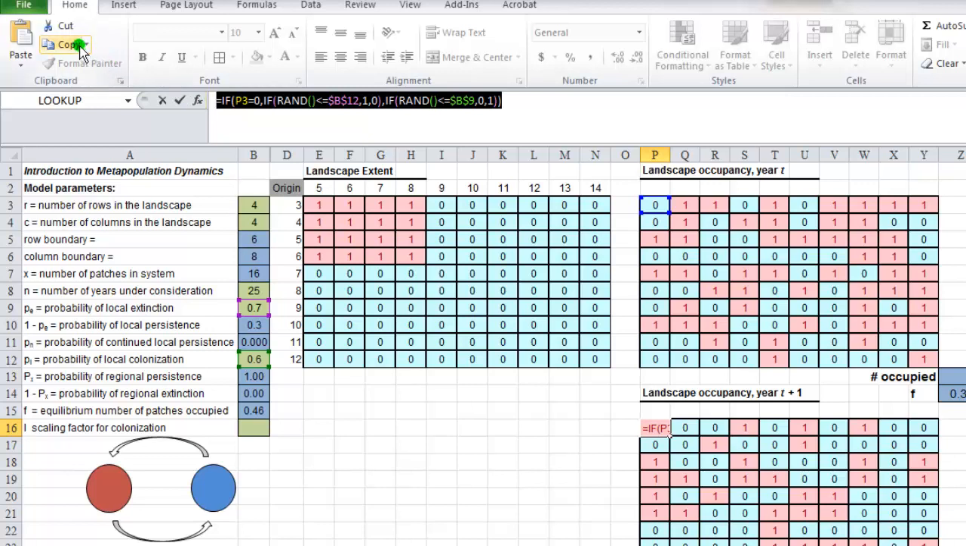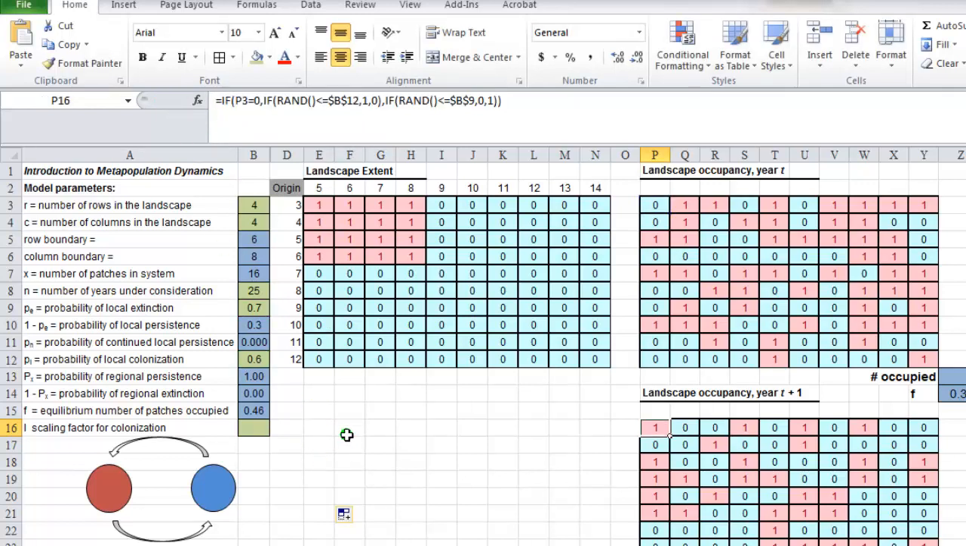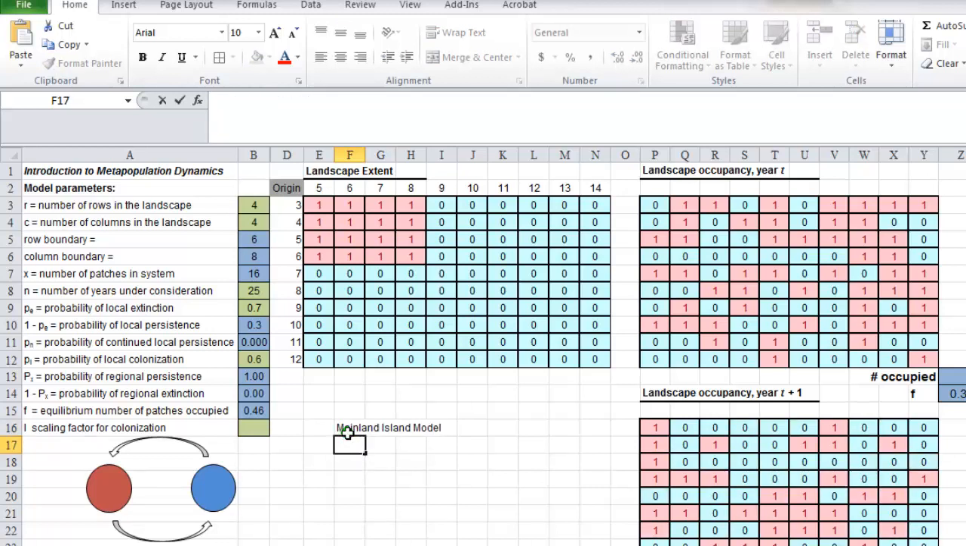And let's copy that and then paste that formula down someplace in our sheet. So first I'm going to add a few headings here. Mainland island model. And I'll press the space bar and just paste my generating equation here. That's so that we can recycle this equation if we ever want to return to the island-mainland model.